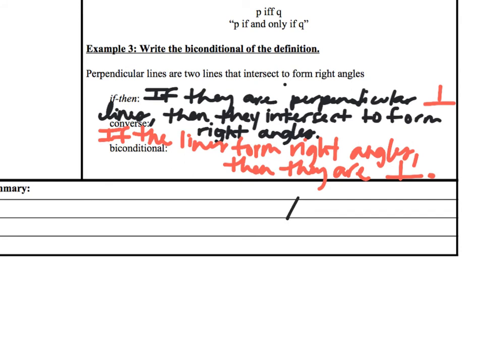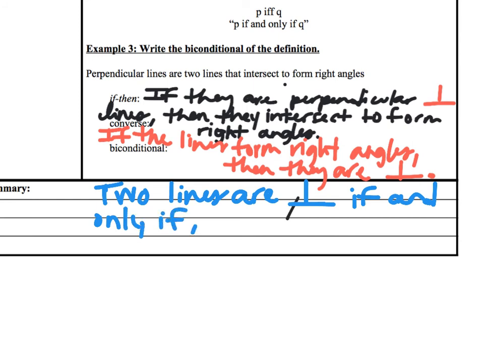You need to look at the if-then statement and the converse and decide, are both of these true? Yes. If they are perpendicular lines, they form right angles. Yep. If lines form right angles, they are perpendicular. Yes. So they're both true, so we can write a biconditional. My biconditional would say we're going to get rid of the if and the then. We're going to replace it. So, two lines, I'm going to write it in the summary because I'm out of room. Two lines are perpendicular, using the symbol, if and only if they intersect to form right angles.